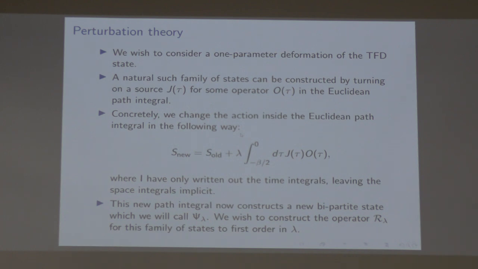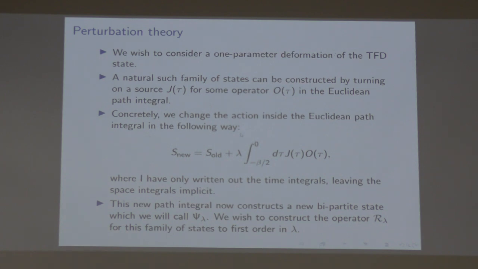I'm going to deform the Euclidean path integral by introducing some source, which I'm calling J of tau. So here I've only written out the time integrals, but you can also do this in space. The source can depend on space in interesting ways if you want. I'm just, for simplicity, not writing the space part. Okay, and the parameter lambda is just the overall coefficient of this deformation. O of tau for now is a generic operator, but later on we will specialize into something that is relevant for it.